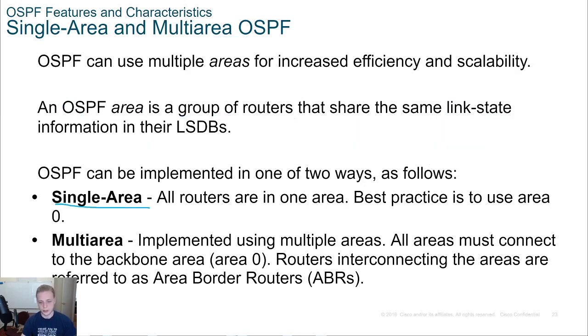So, single area. All routers are in one area. Best practice is to use area 0. If you don't use area 0, then yeah, every area has to connect back to area 0, so by definition, you're breaking all the rules. You really have to use area 0. Don't try anything stupid. Multi-area, we have to have area 0 as our backbone area. Interconnecting all of the areas together requires area border routers. And I just mentioned those briefly.